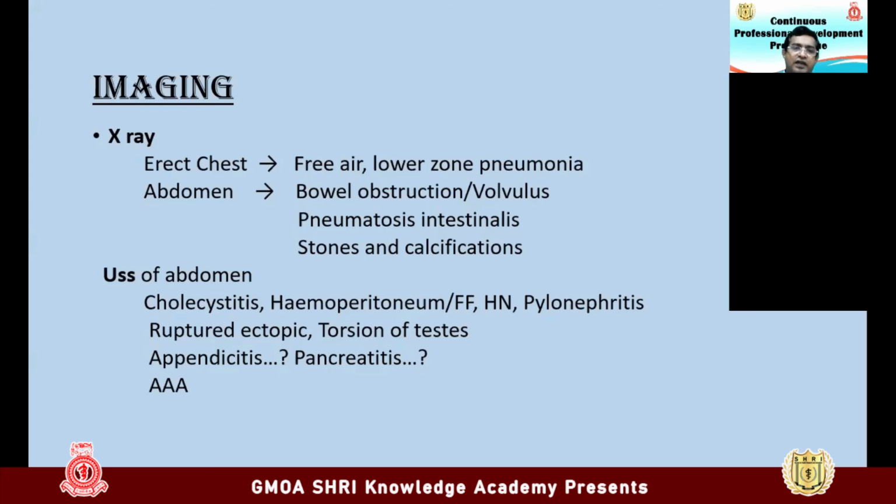And abdominal X-rays will give you the fluid levels. Sometimes you will see volvulus, and you will see pneumatosis in the gut wall, which can be a pathological process or could be due to a non-pathological process. And you will see stones and calcifications when you take a plain X-ray. And then ultrasound scan is useful. You can diagnose a lot of things in ultrasound scan nowadays.